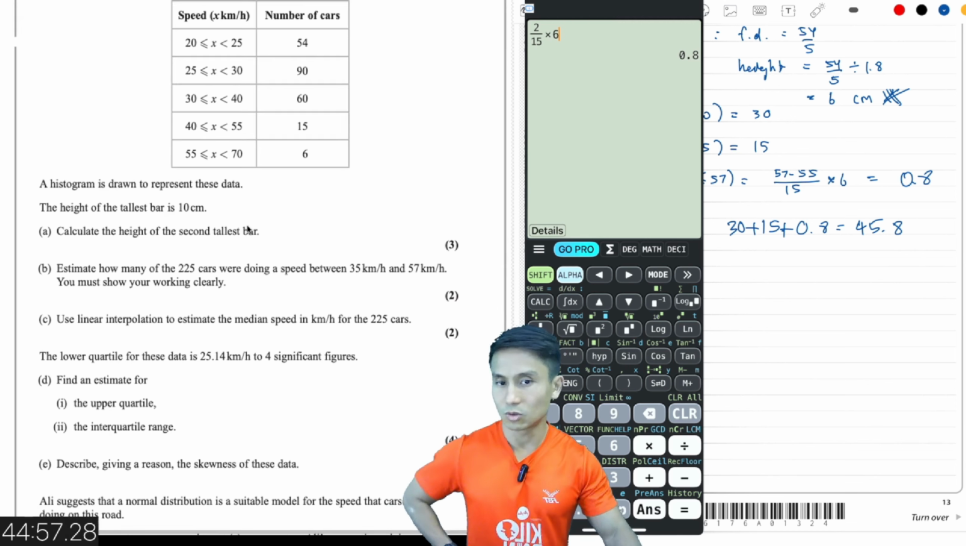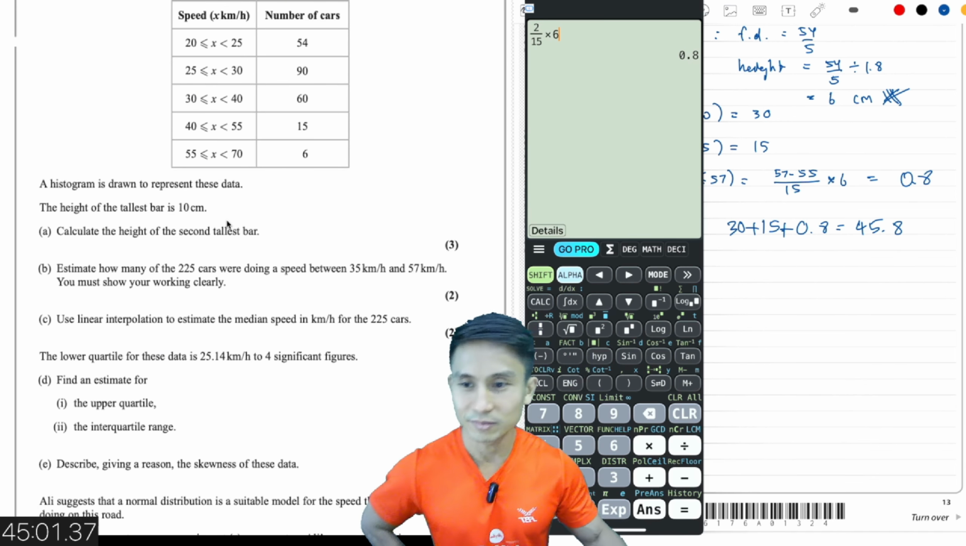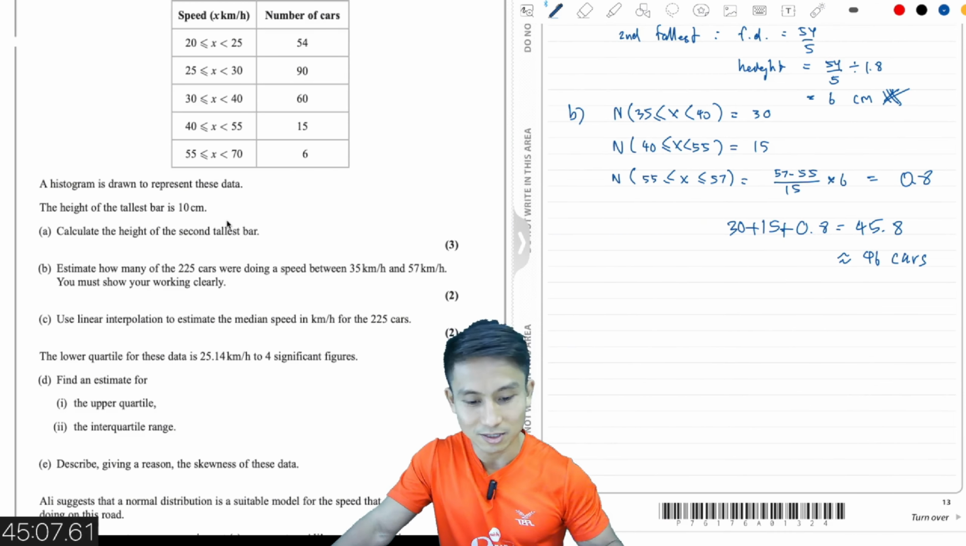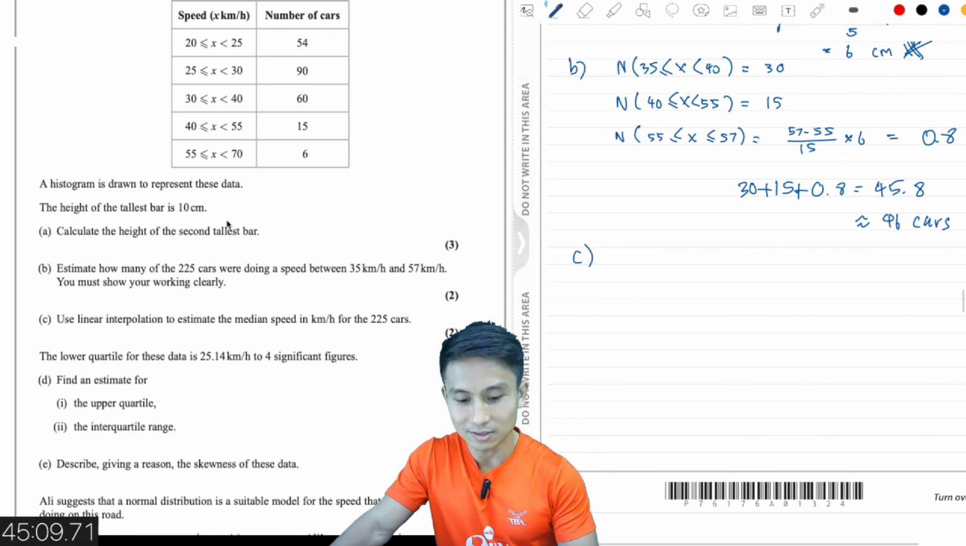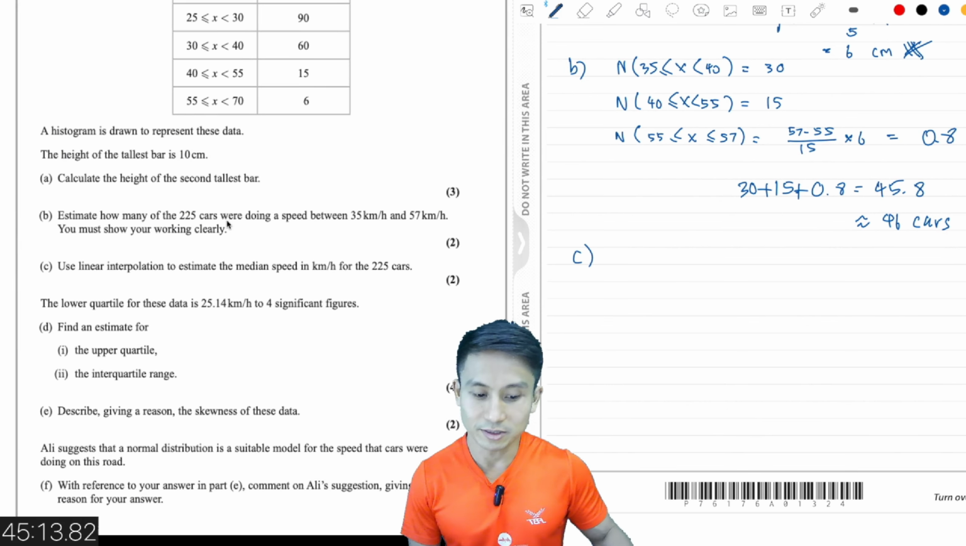Okay, so how many of the 225 cars? Yeah, we're just going to round to about 46 cars, yeah? Because that's statistics, not an exact number. All right. 46 cars. Yep, I'm fine.